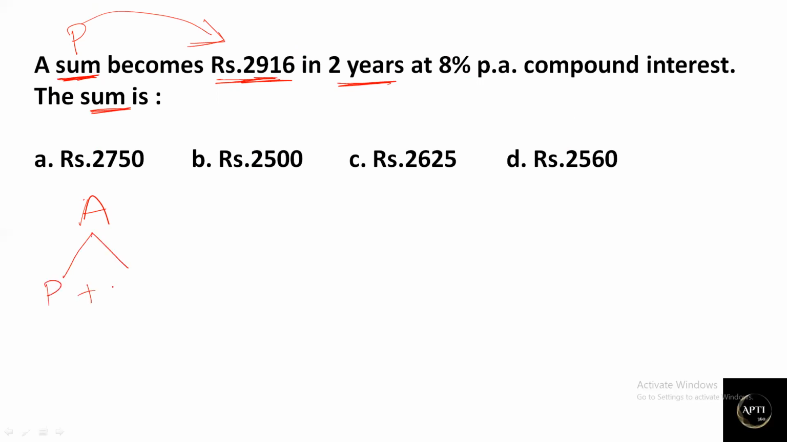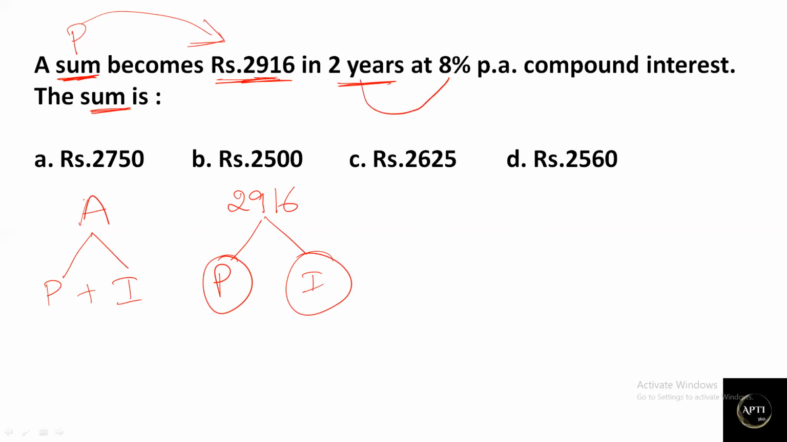Amount means principal amount plus interest, correct? Now here what is amount given? 2,916 rupees. In this, principal amount we need to find, and interest it can be easy for us to calculate because we know number of years and rate of interest. How I can calculate what will be the compound interest? Compound interest means 8 plus 8 plus 64 by 100, so 16.64%. Now if you observe, interest we got it as 16.64%, correct?